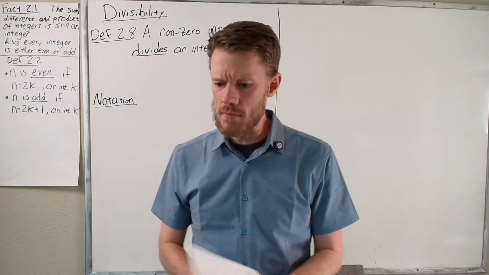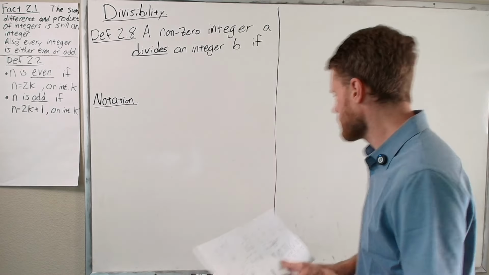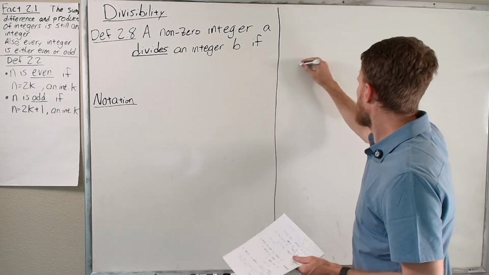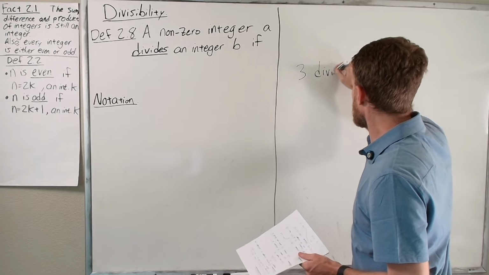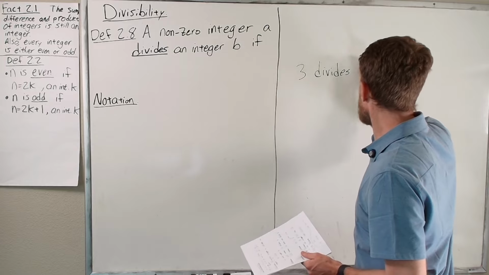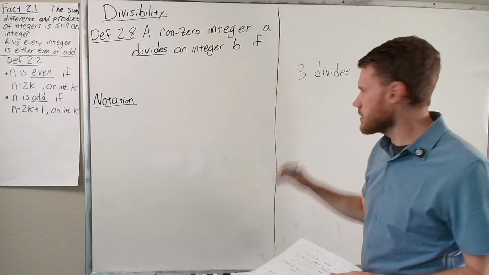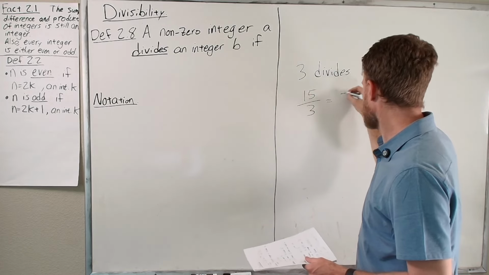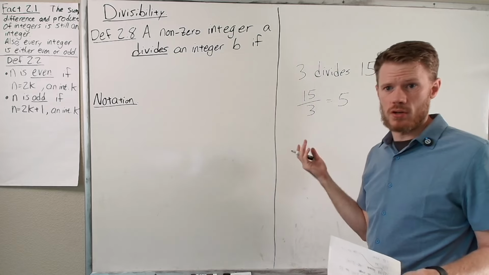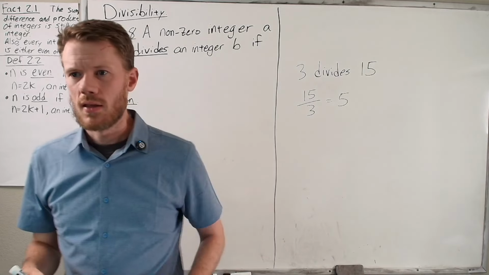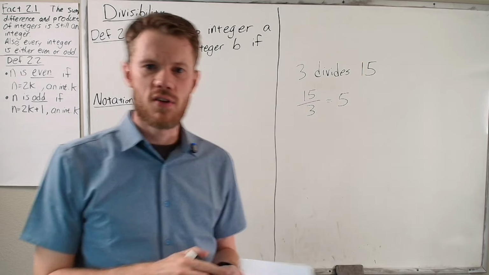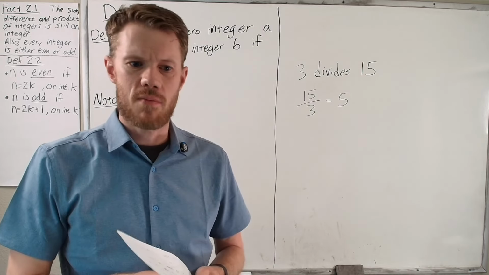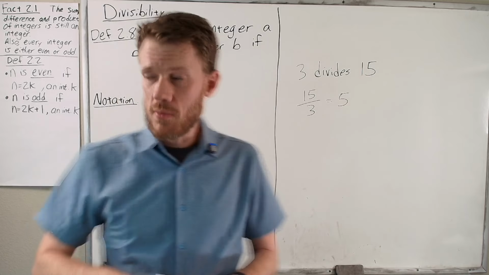Intuitively, you might know what it means for a number to divide another number. Like you would say, 3 divides 15. So why does 3 divide 15? Well, if you take 15 divided by 3, you get 5, which is an integer. Okay? So you could say 3 divides 15 because 15 divided by 3 is an integer. So that would be a fine definition.